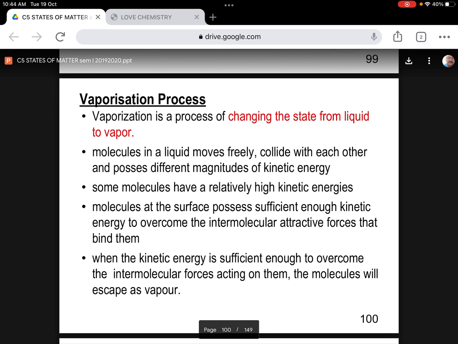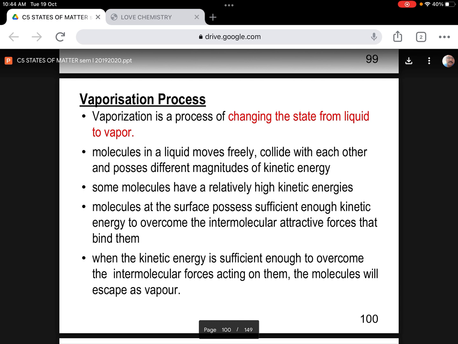Now we go to vaporization process. Vaporization is a process of changing the state from liquid to vapor. Molecules in liquid move freely, collide with each other and possess different magnitudes of kinetic energy. Some molecules have relatively high kinetic energies. Molecules at the surface possess sufficient kinetic energy to overcome the intermolecular attractive forces that bind them. Bind them means that bond them.